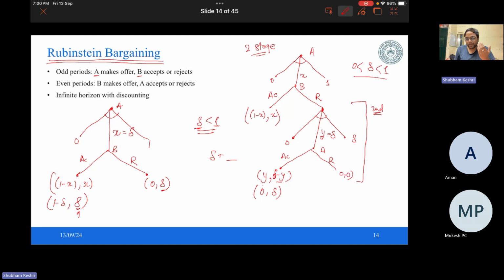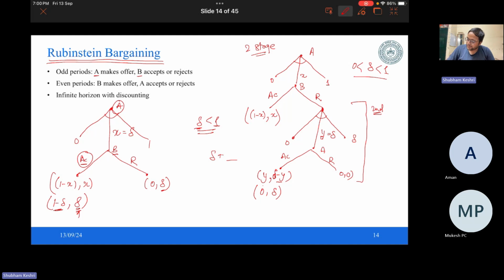Since this limit of delta is approaching from a positive value from one side, player B will always accept the offer and not reject it. Therefore, player A is getting 1 minus delta and player B is getting delta. So this is the subgame perfect Nash equilibrium for a two-stage game.